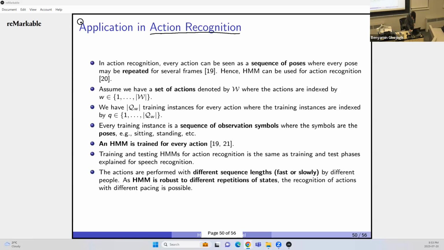Another application is action recognition. That was used in my master's thesis. Okay, Fisher poses. That was the paper that we worked on. And what did we do?